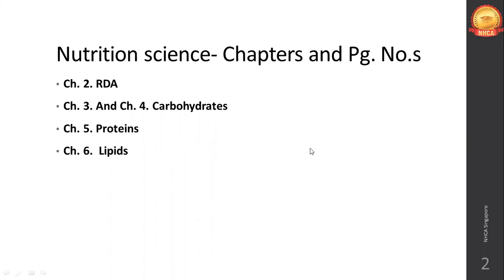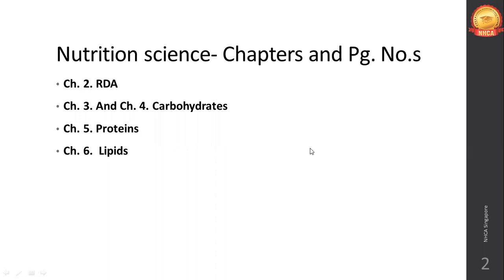See, coming to chapter 2, RDA: what is estimated average requirement, definition, recommended daily allowance, definition, difference between them. Factors affecting RDA, variability, nutrition requirement, dietary factors. General principles of deriving RDA, all those principles. Determination of RDA of different nutrients. Reference man and woman. Applications of RDA. Okay, that's it. Next, coming to carbohydrates, chapter 3 and chapter 4, that is carbohydrates part 1 and part 2.